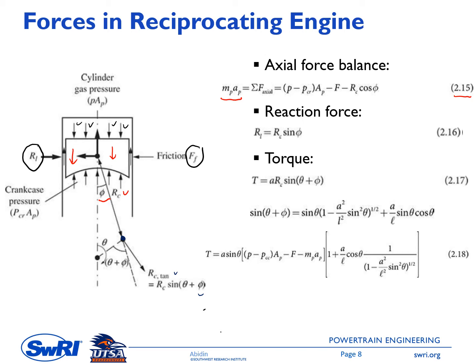This one is the gas pressure from the top, and this is the crankcase pressure multiplied by AP, and then minus F, the axial force due to the friction, and this one is the reaction force acting on the connecting rod. So this is RC times cos phi, because this is the axial component. Okay, RC times cos phi.